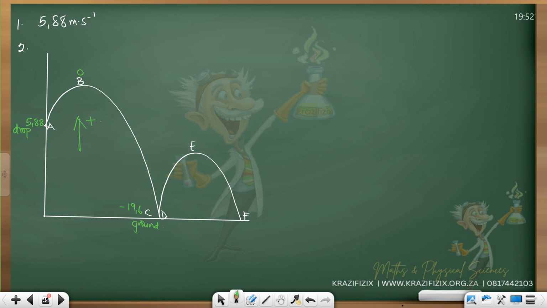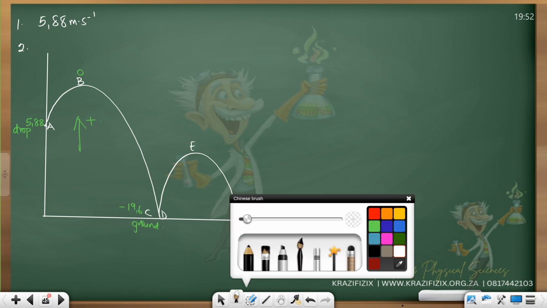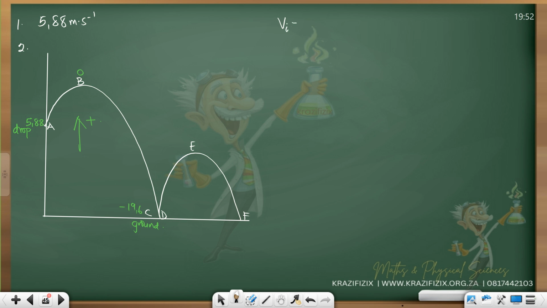Can you tell me what we have, everybody? Quickly, let's run, like we usually do. What are the things we know? We know the initial velocity. What is it? Between A and C, do we know the final velocity? What's the final? Negative 19,6. Do we know acceleration? We are choosing upward as positive. So what is a? We are looking for delta what? Y. Is there a formula? What's your formula?